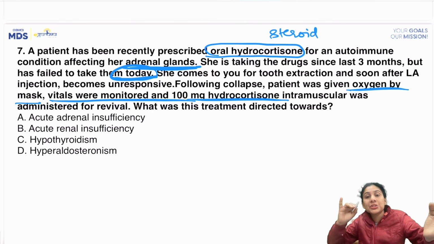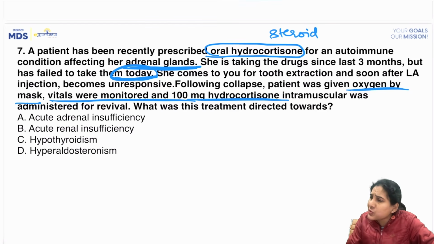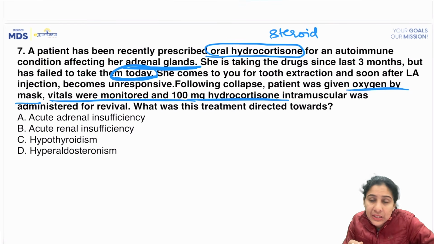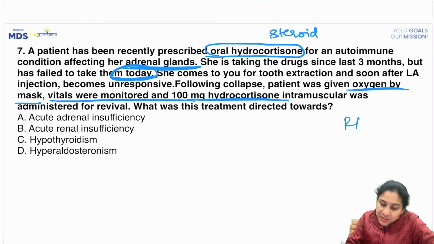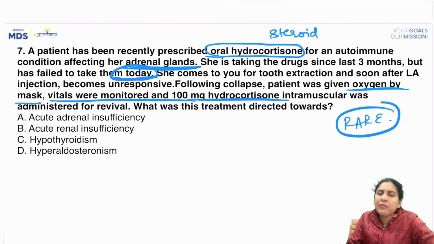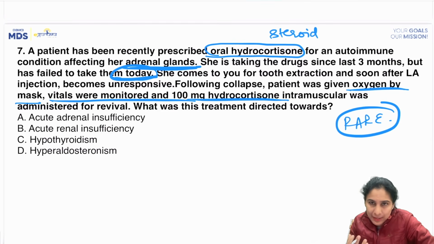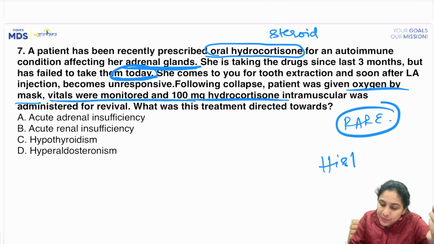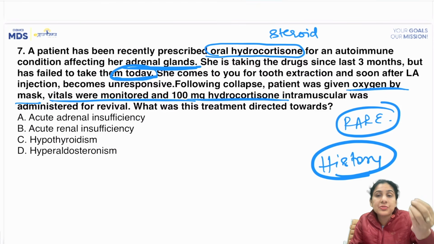What is the direct treatment directed towards? Now, see, this is very, very rare. I've purposefully taken this question in the GT to let you know that this situation is very rare. You will have very few patients of adrenal insufficiency in your practice. And those patients will know that they have this big problem. I cannot move around for any procedure, for any surgery without steroids. And this is where history taking becomes very important. You have to know the history of the patient.